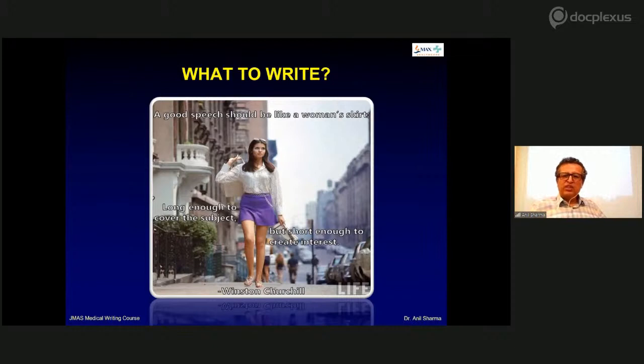Now, I'm no fan of Winston Churchill, but I sort of admire his wit. He talks about a good speech, but the same thing can, in fact, be substituted to a good scientifically written surgical article. So it should be like a woman's skirt, he says: long enough to cover the subject, but short enough to create interest. So I'm showing you this slide just to bring you back to the point that you need to be short, you need to be concise, you need to be lucid, whatever you write.